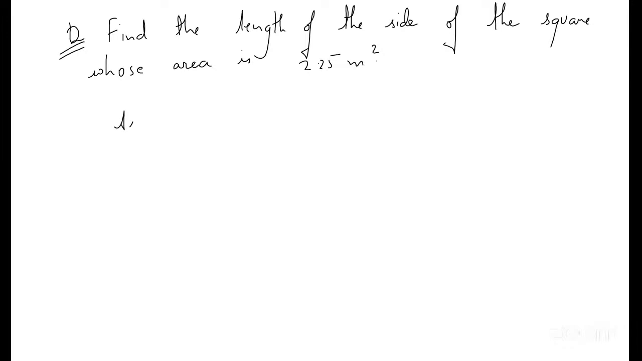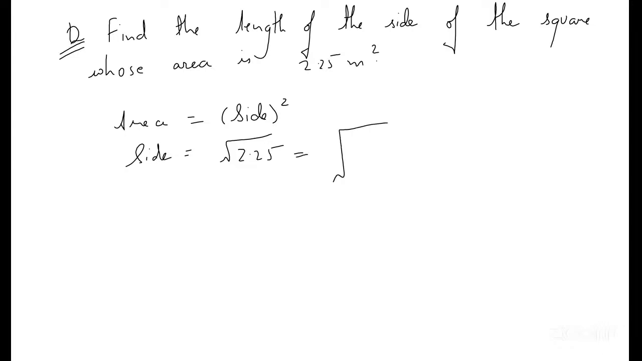Now, like I said to you all, the area formula is side square. So side will be the root of the area, 2.25. Since 2.25 is in decimal, we want to remove the decimal point. We will divide it by 100.